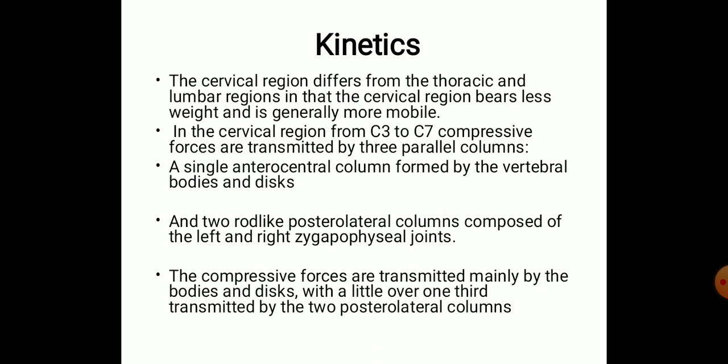In the cervical region, from C3 to C7, compressive forces are transmitted by 3 parallel columns. So whenever we look into the cervical region, we can divide it into 3 columns based on the structures which are actually carrying these weight bearing forces. There is a single anterior central column which is formed by the vertebral bodies and the disc. So there is a central column where the main forces are transmitted. That is the column which is formed by the vertebral bodies and the disc. Second, we have 2 rod-like columns on either side which are formed by the zygapophysial facet joints.